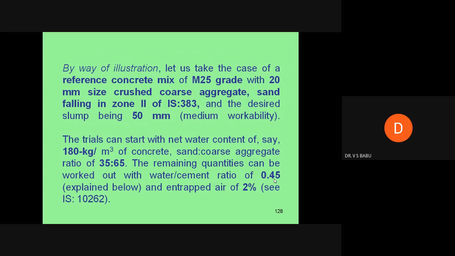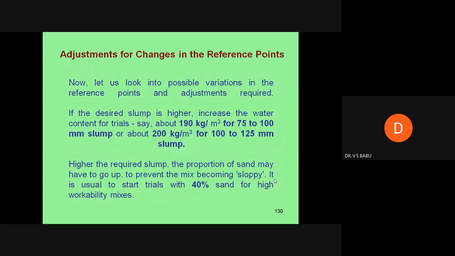And entrapped air. In the case of air entry, we can't stop it. In IS 10262, the entrapped air, that means while you are mixing the concrete, some air also enters into the concrete member. So this entrapped air should not be more than 2%. Okay? Okay, one more slide I will complete.